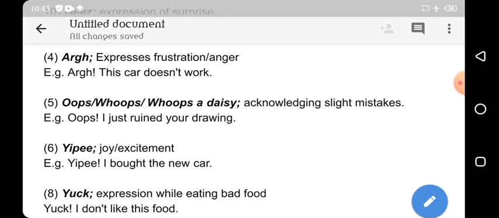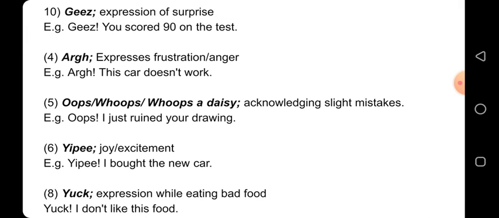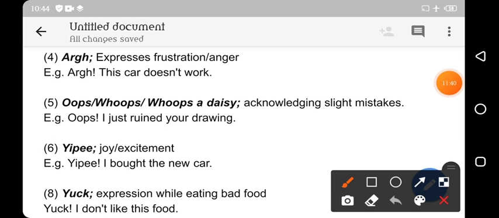Then oops, whoops and whoops a daisy, ये तीनों सेम ही expressions हैं. You can either use oops, whoops and whoops a daisy. Whoops a daisy is a bit long expression, so people mostly prefer to use oops or whoops, and they can use it alternatively because all these three express the same feelings. और वो जो feelings होती हैं basically वो होती हैं acknowledging slight mistakes.